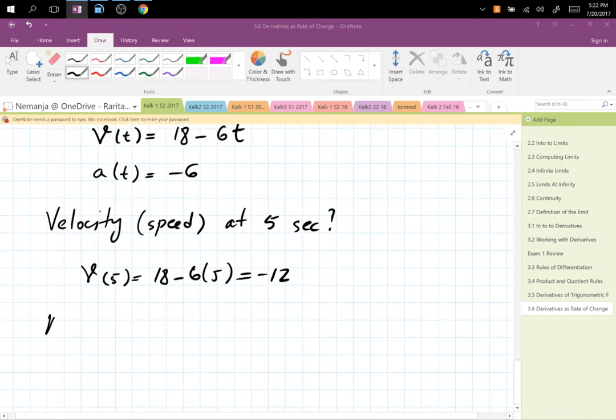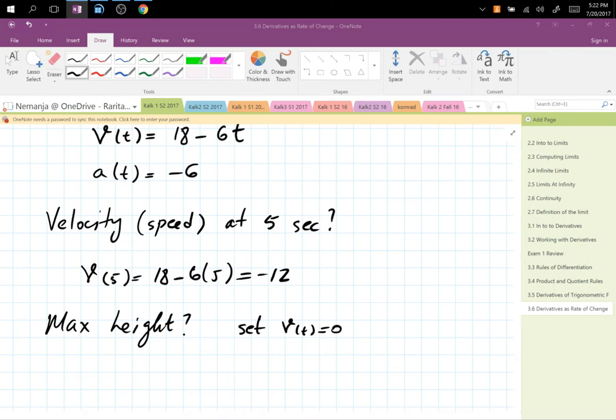I would like to know the max height. The max height that the object is going to reach. So how do we calculate max height? Very good. Now that's going to give us what? Is that going to give us height? No. What is that going to give us? Time at which the max height occurs. And then you have to go to the position equation to find what the height is.